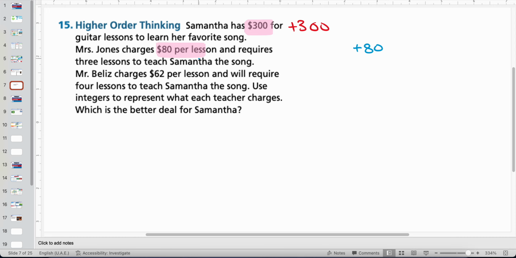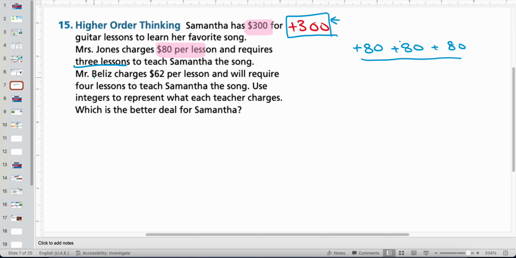But how many lessons is he requiring her to pay to register? 3 lessons. So this should be repeated 3 times, right? So basically he will require from her 80 for the first lesson, second lesson, third lesson. Okay? But her budget is 300. She can spend 300. So we want to see if that is enough. She can pay for it.